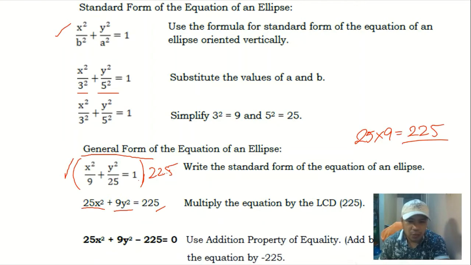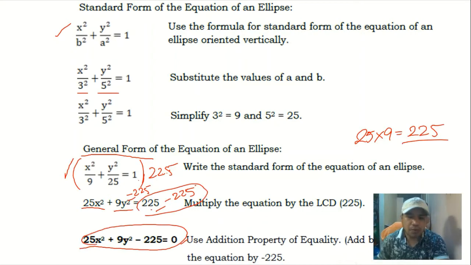Then finally, addition property of equality. So si 225 will be negative 225 dito. So magdagdag tayo ng negative 225 both sides. So this will be 0 and negative 225 will be added in here. And that's it. That is the general form of the equation.